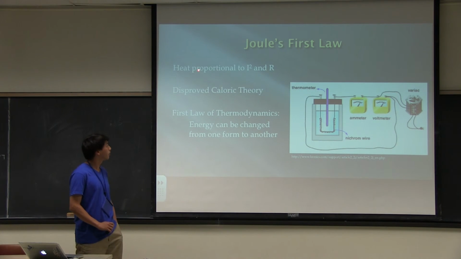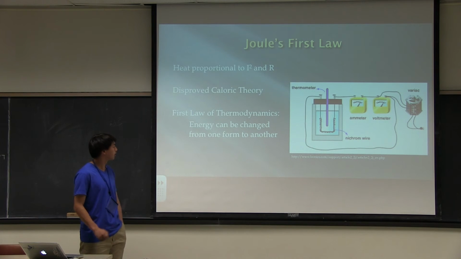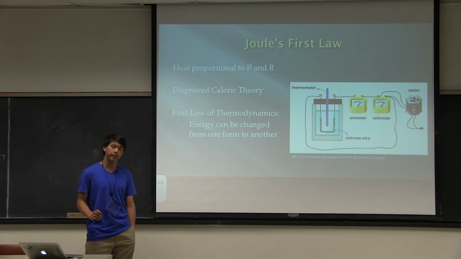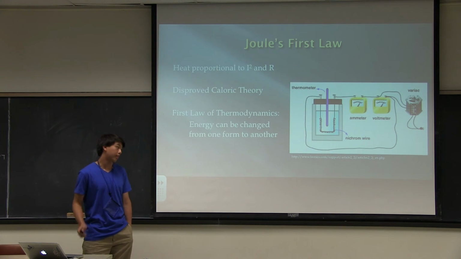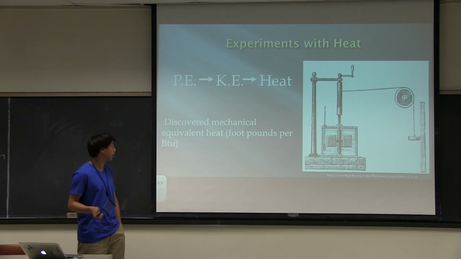He found that the heat dissipated from the wire is proportional to I squared R, which is current and resistance. This disproved the caloric theory, which at the time held that heat was a fluid called caloric that moved from one body to another. And so this was the first law of thermodynamics, which is that energy can be changed from one form to another. Obviously, that shows because electrical energy went to heat.